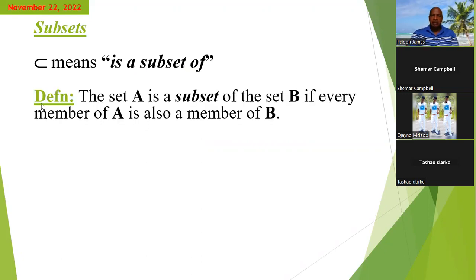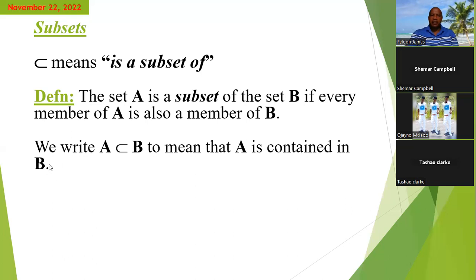All right, so the definition here: the set A is a subset of the set B if every member of A is also a member of B. Now we write it in this way to say A is a subset of B. With this symbol, it means A is contained in B, which is the same thing as saying A is a subset of B.